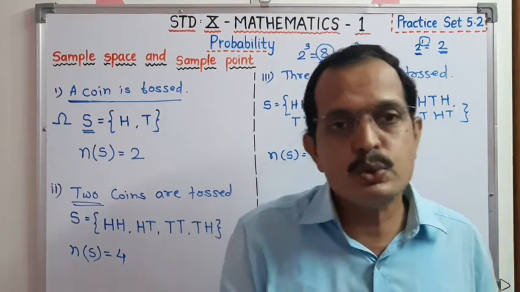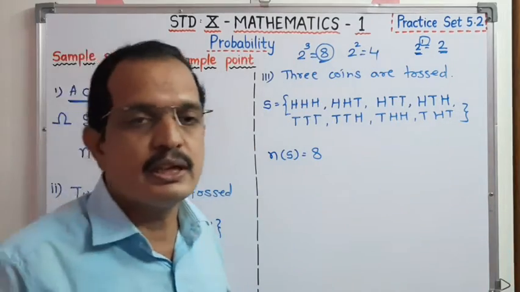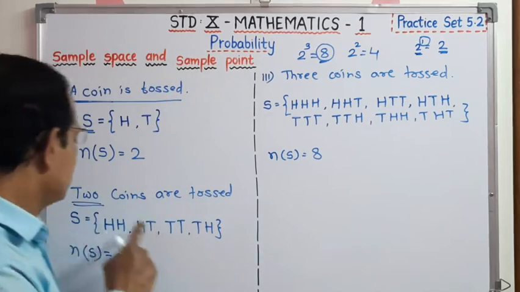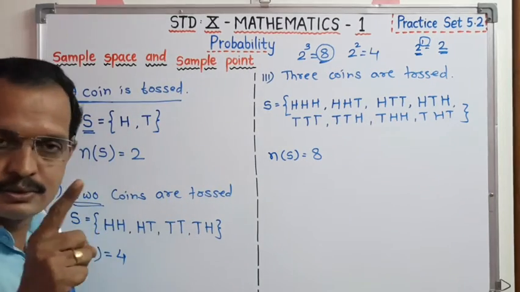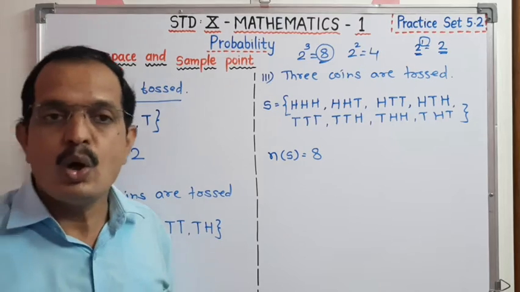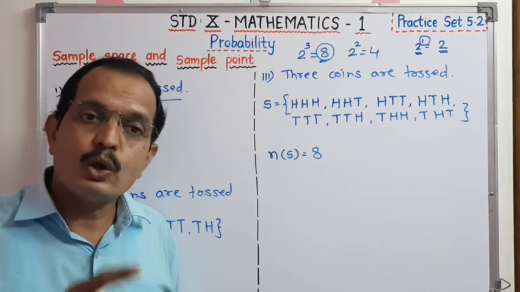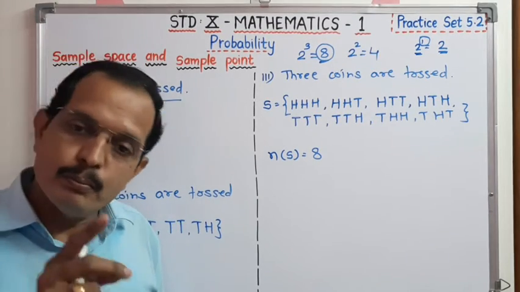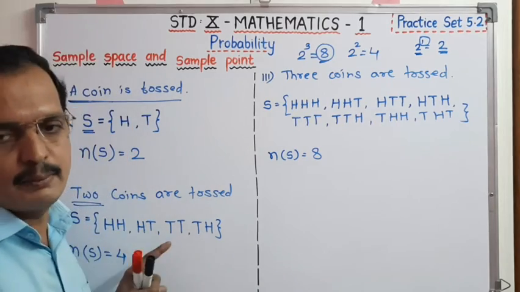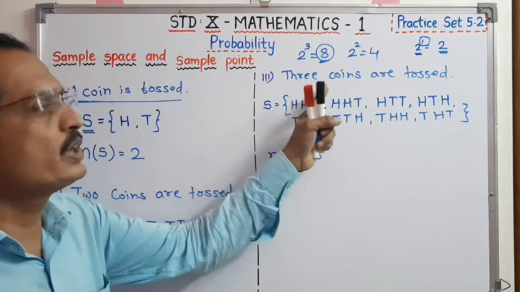The meaning of these 2 sentences is the same. That means 2 coins tossed simultaneously, or 1 coin tossed 2 times, the sample space will be the same. Same thing for the 3 coins.